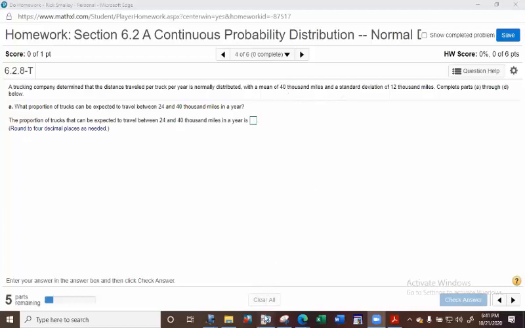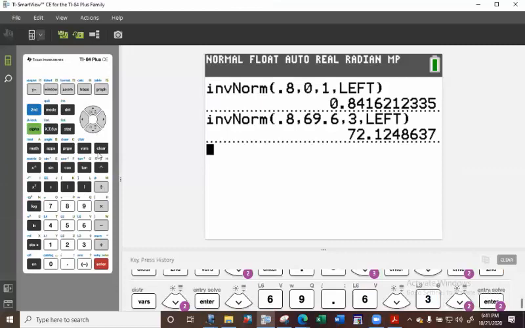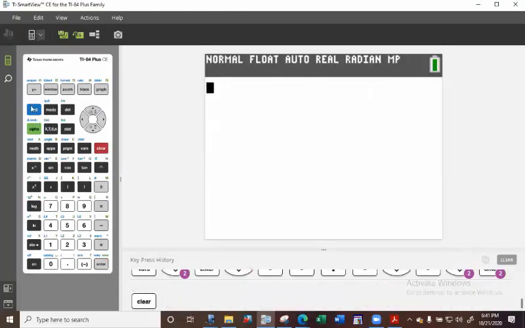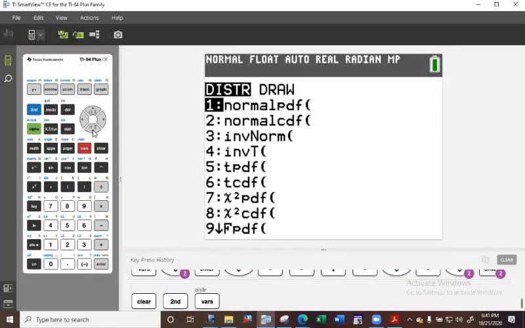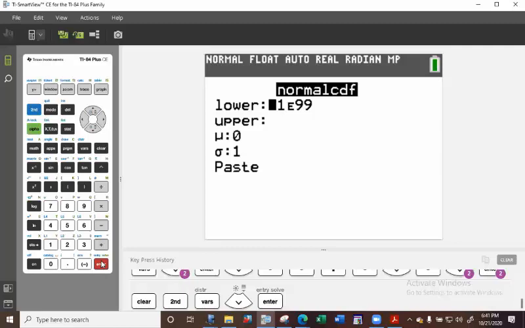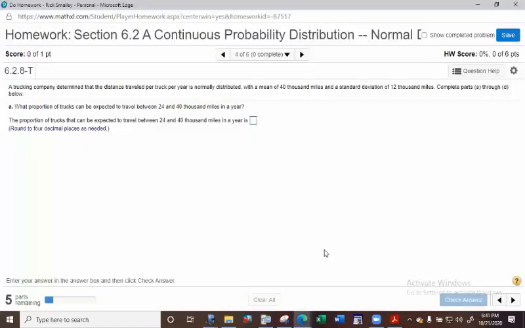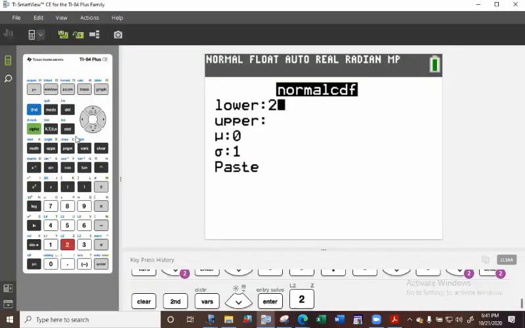So we're going to go normal CDF. We're going to clear all this. I'm not even going to cut and paste since I'm not doing any writing, so you'll see everything I do right here, and I can always go back to it. This is between two numbers, so I don't need either infinity here. 24 and 40. Lower's 24, upper's 40.